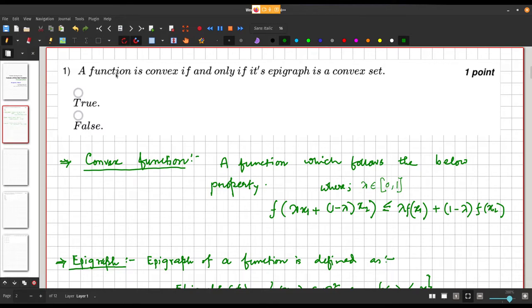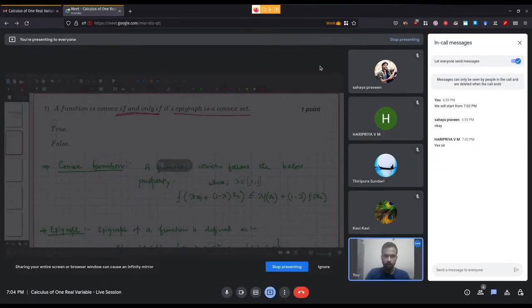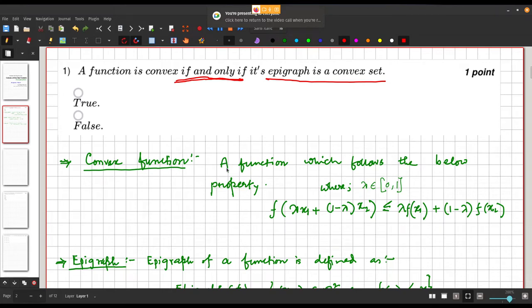And the problem states that a function is convex if and only if its epigraph is a convex set. So notice the if and only if part. So we have to prove it in both ways, and I have already written out some definitions here. So what is a convex function? A convex function is a function which follows the below property. For lambda belonging to 0 to 1, the functional value f(lambda x1 + (1 - lambda) x2) is lesser than or equal to lambda times f(x1) plus (1 - lambda) times f(x2). So when this property holds, then we will call the function to be a convex function.